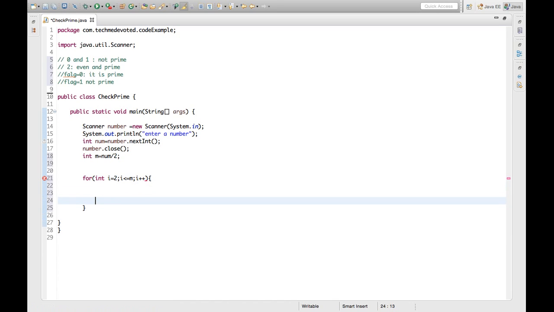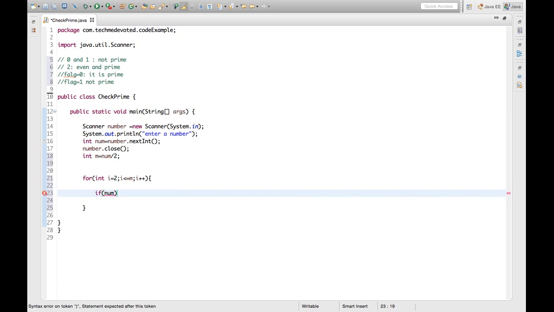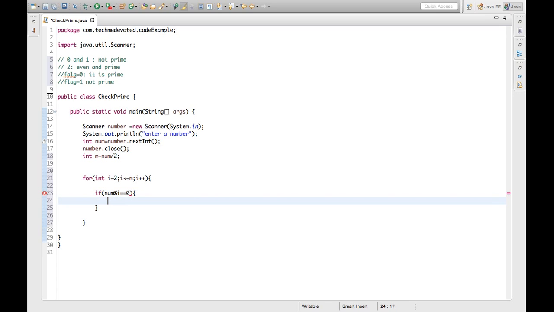Then here we will check if num modulo i equal to 0, then what would be the case? The number is not prime, because a prime number can be divided by itself and 1 only. So we will check from 2 to num by 2. If we divide the number by 2, 3, 4, up to num by 2, and the remainder is 0, then it is not prime.